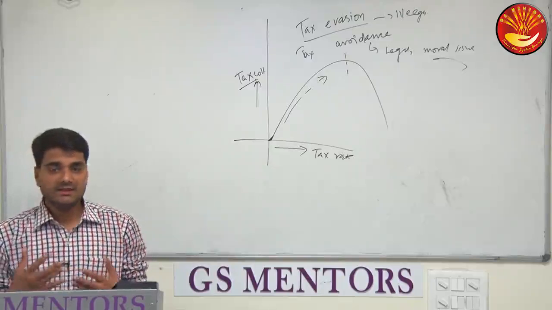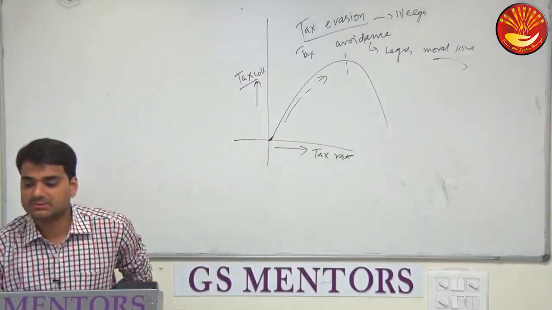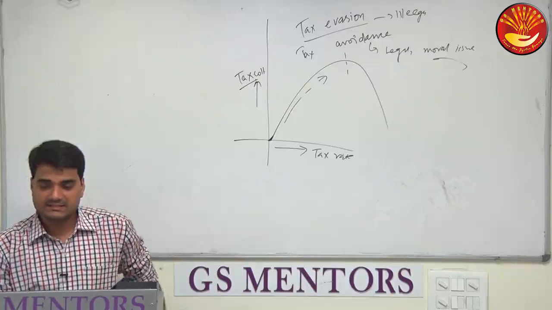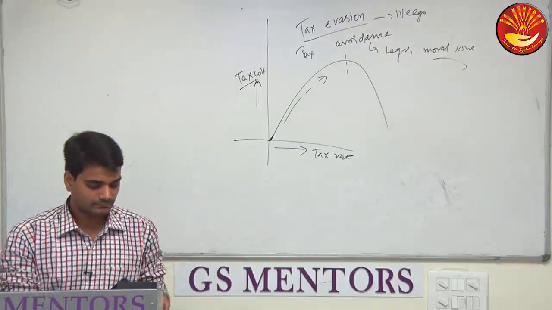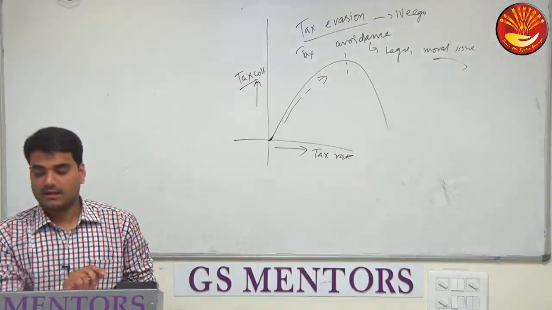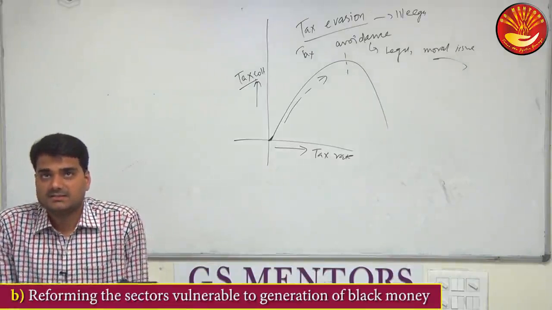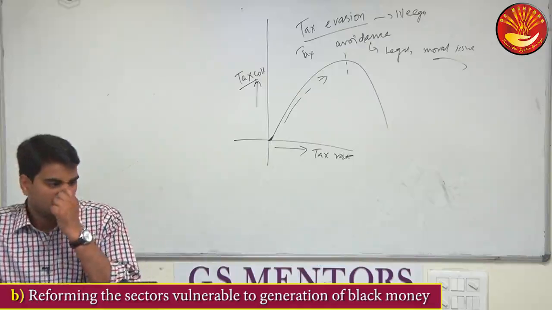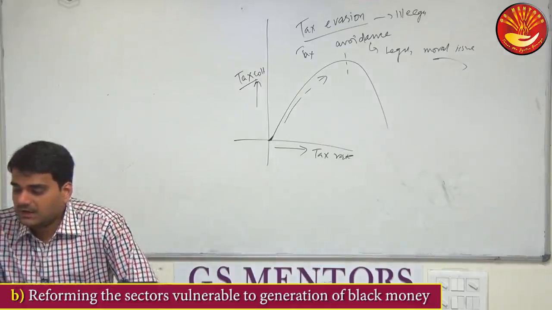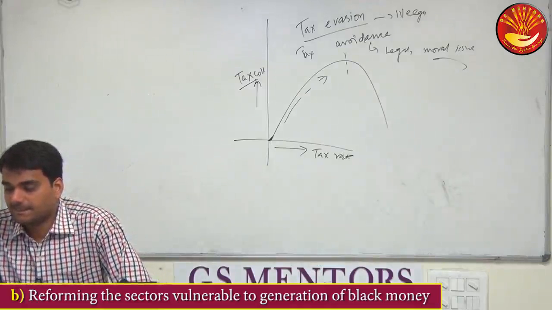Okay, so we have to make these tax laws more and more user friendly so that people tend towards more voluntary compliance. So that was the first thing. The second thing is reforming the sectors vulnerable to generation of black money.